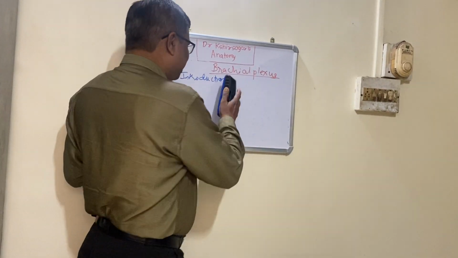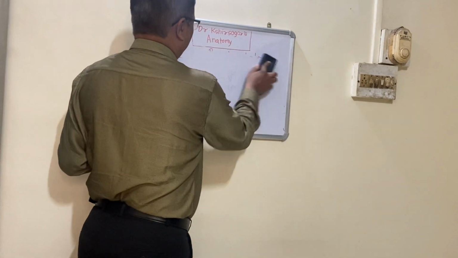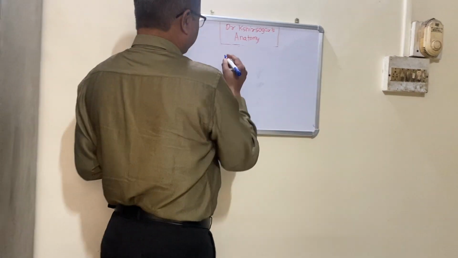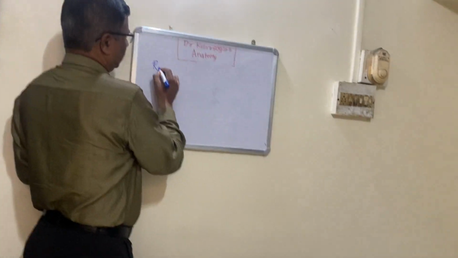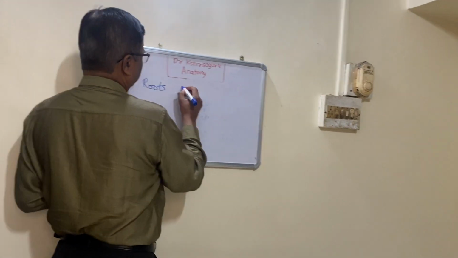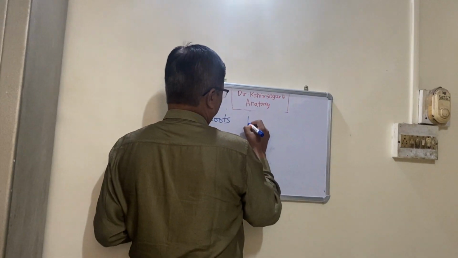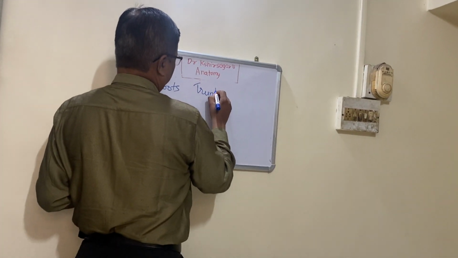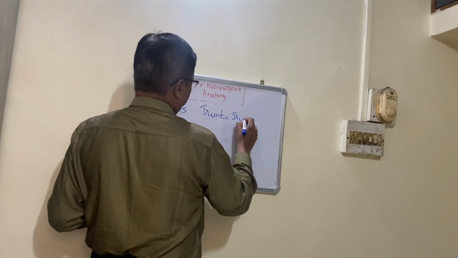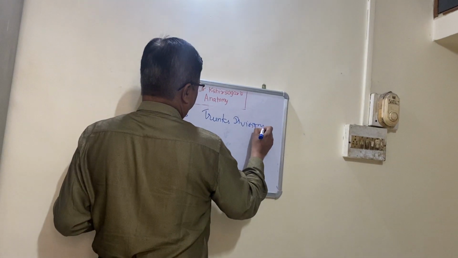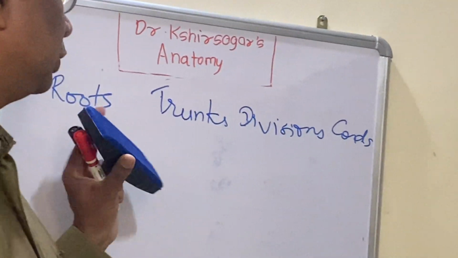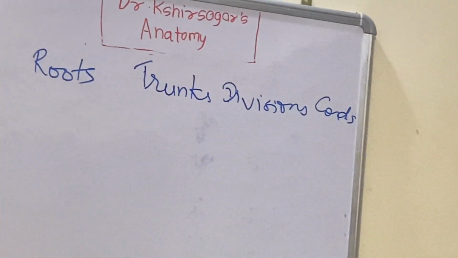When you have to talk about the formation of the brachial plexus, it has four components. You have to talk of four components: roots, trunks, divisions, and cords. So these four are the components of the brachial plexus. You will have roots, trunks, divisions, and cords.